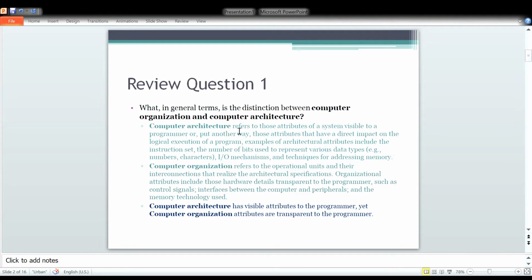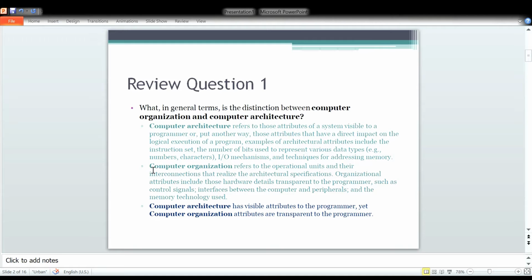Computer architecture refers to those attributes of a system visible to a programmer, or those attributes that have a direct impact on the logical execution of a program. Examples of architectural attributes are instruction set, the number of bits used to represent various data types, for example, numbers and characters, input-output mechanism, and techniques for addressing memory.